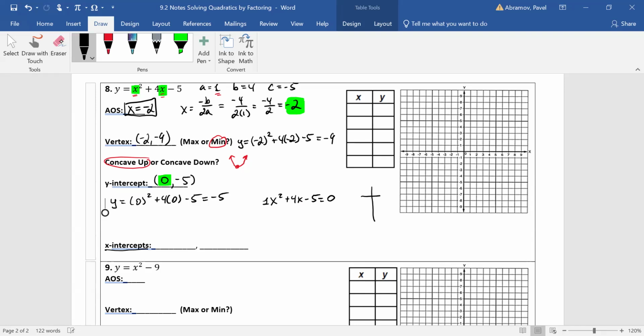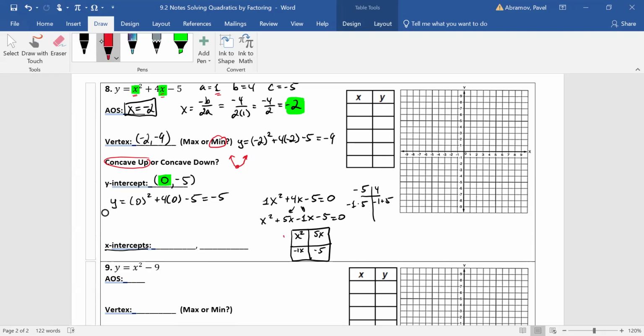We multiply a times c, which is negative 5, and b is 4. So the numbers that multiply to negative 5 but add to 4 are negative 1 and 5. Now from here, we break up the middle term. So we end up with x squared plus 5x minus 1x minus 5 equals 0. So now continue on: x squared, 5x, negative 1x, negative 5.